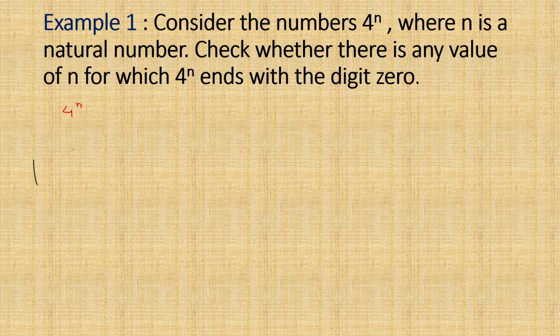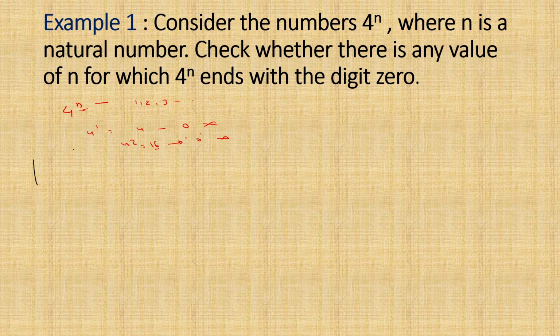What is the given number? 4 power n, where n can be a natural number, meaning 1, 2, 3 and so on. Any number is possible for n. Check whether there is any value of n for which 4 power n ends with digit 0. That means if we substitute, 4 power 1 is equal to 4, does it end with 0? No. 4 power 2, 4 square is 16, does it end with 0? No. Like that, for any possible value of n, we check whether 4 power n could end with 0.